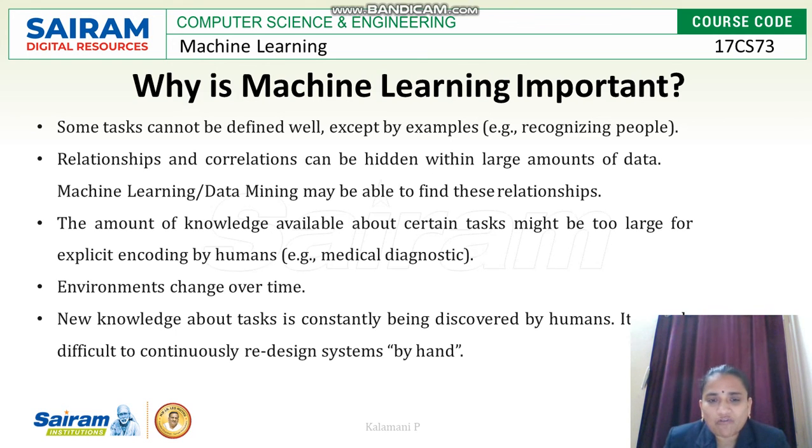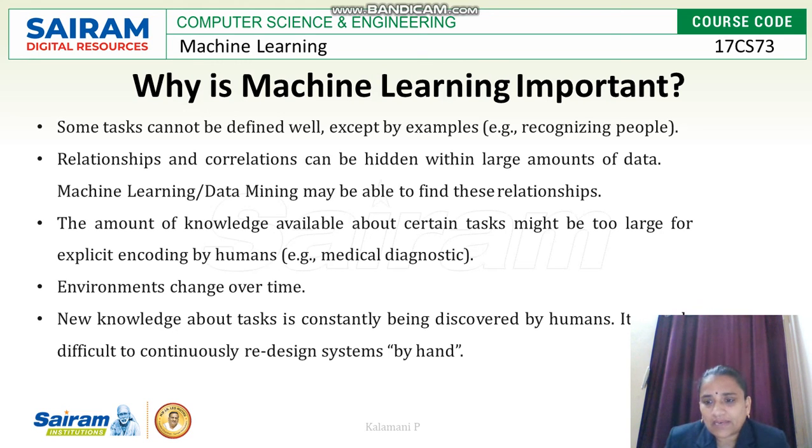The amount of knowledge available about certain tasks might be too large for explicit encoding by humans. Suppose we take medical data, there is a vast amount of data, way too large to be used by a human being. So it is better and easier to use a machine.